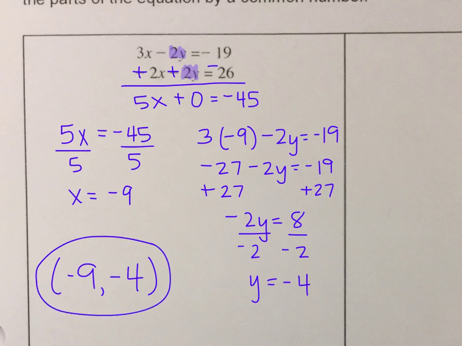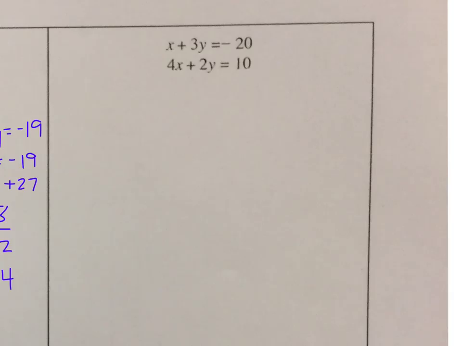That tells me if I graphed those two lines, they would cross at one place, and it would be negative 9, negative 4. Let's look at this next one. This next one I have a problem because I have an x, a 1x, and a 4, and I have a 3 and a 2. None of those things are the same. So we're going to have to multiply before we begin.